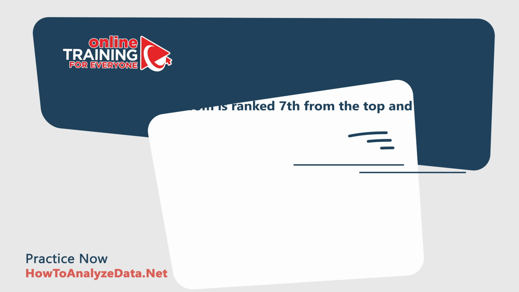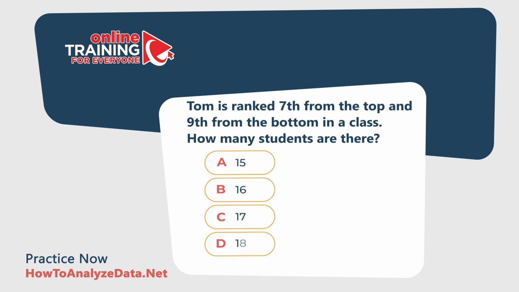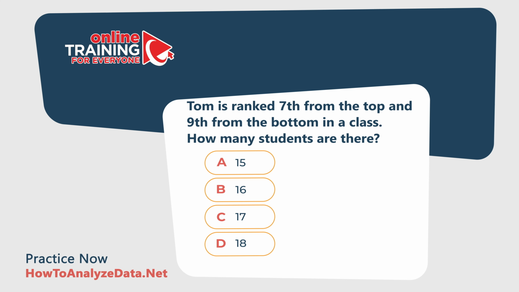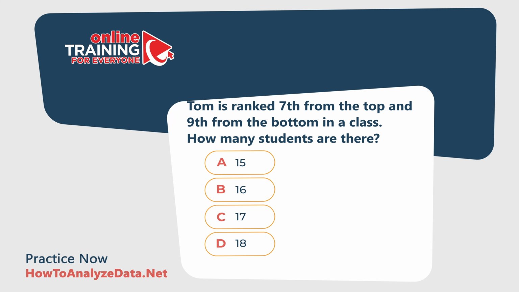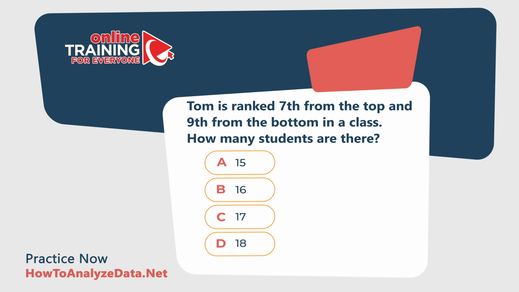Tom is ranked 7th from the top and 9th from the bottom in the class. How many students are there? A. 15, B. 16, C. 17, D. 18.